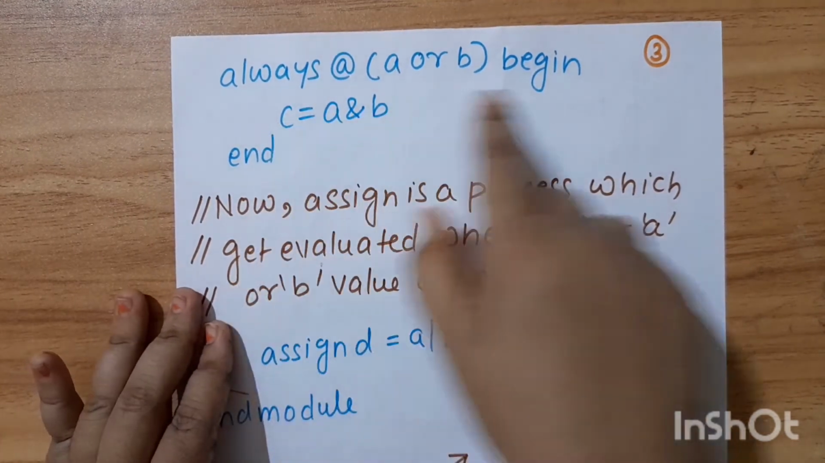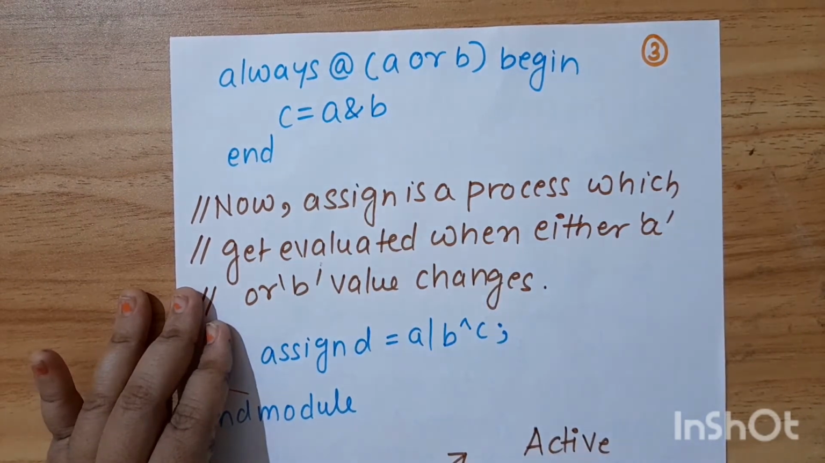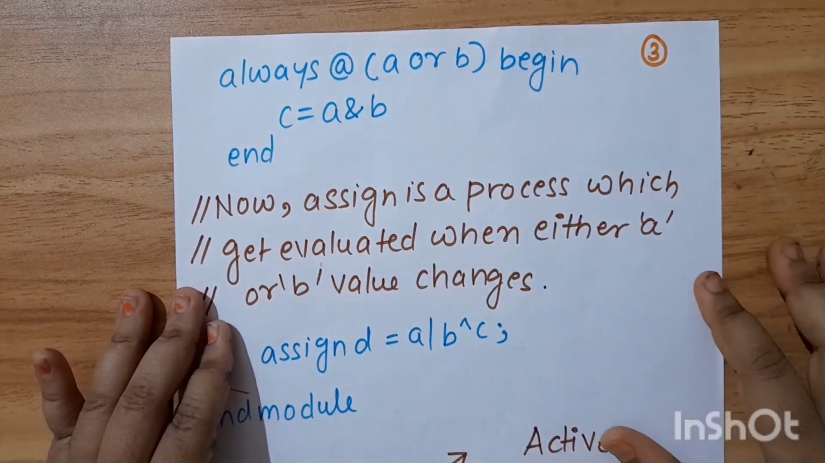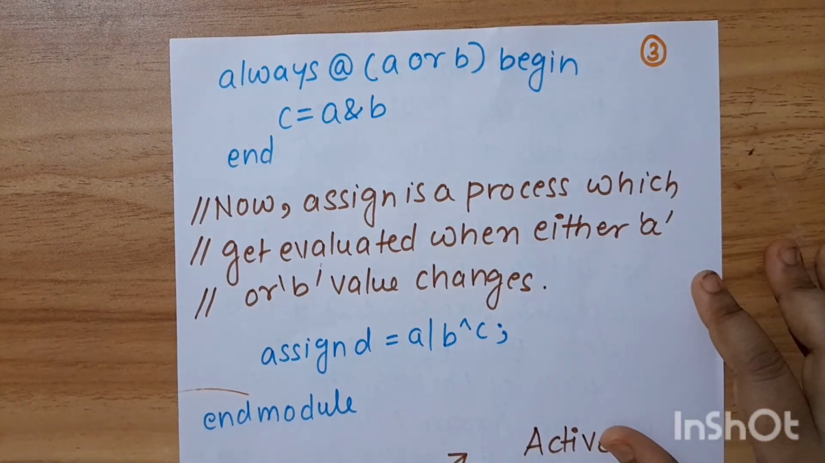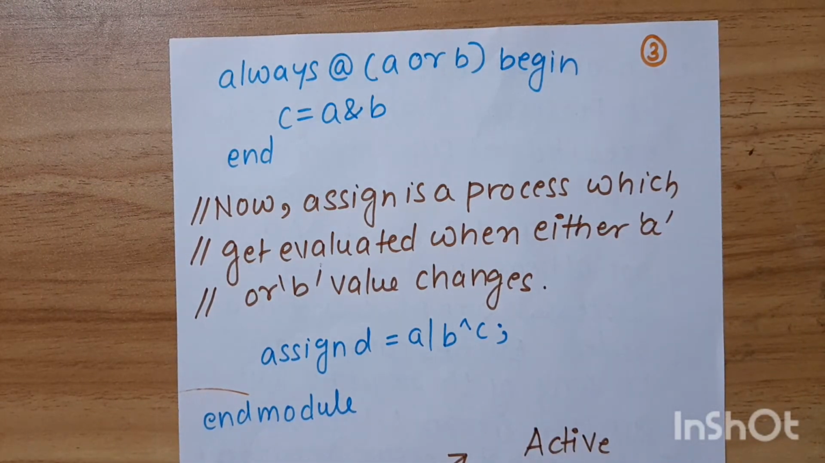And here in this always block, C, the output, is equal to A and B. So if both are triggered at the same point of time, some confusion can happen. What value of C would be put here? Let's see how the scheduling mechanism helps in that.